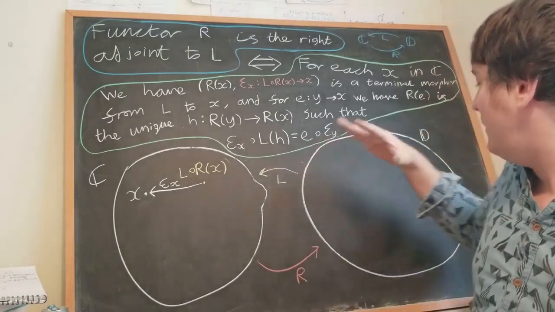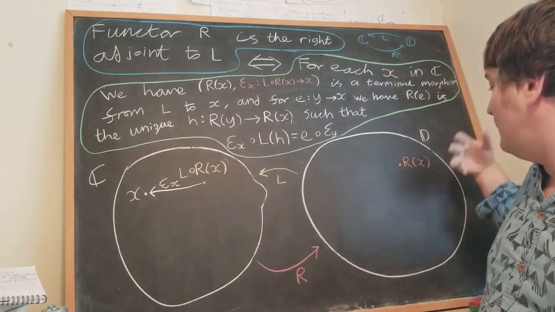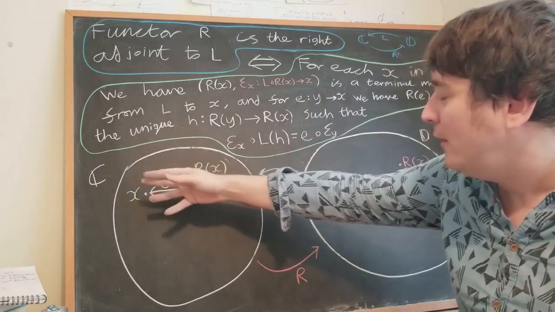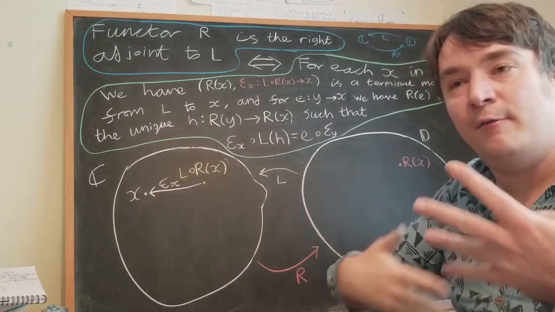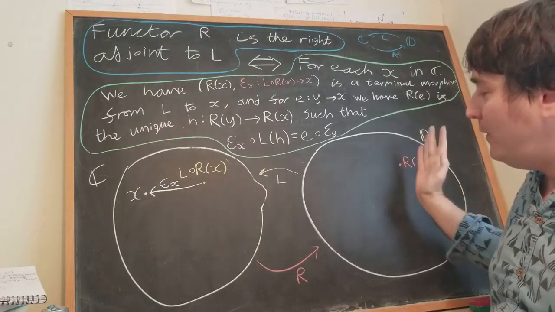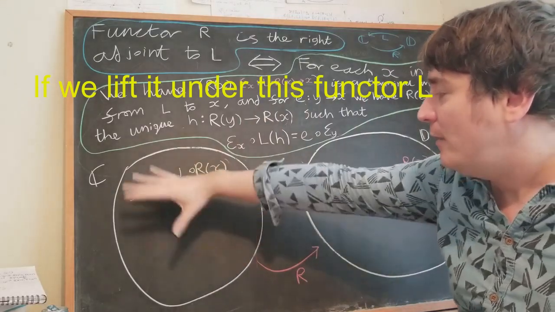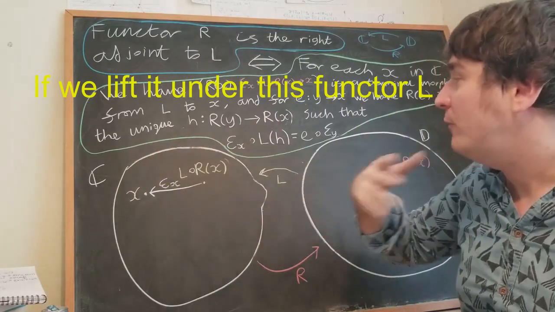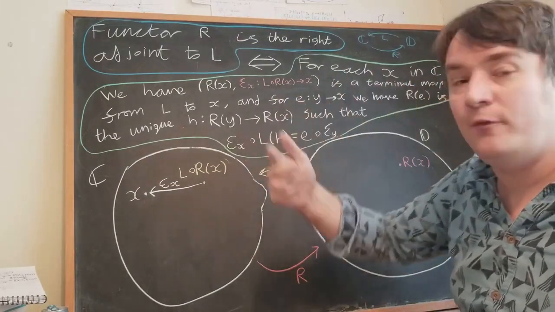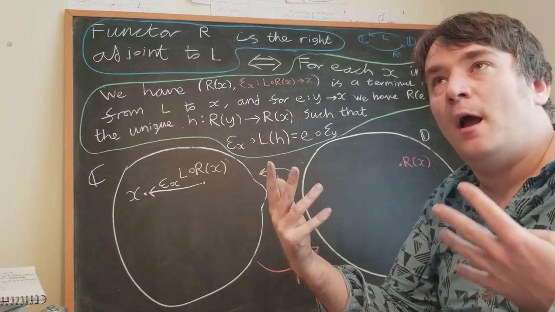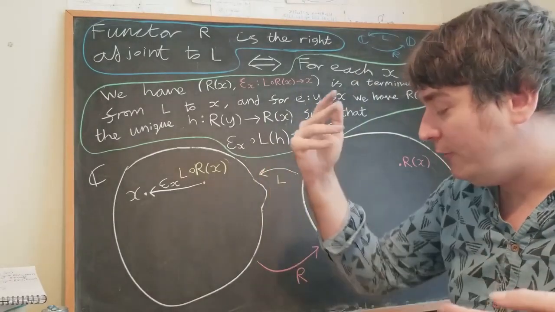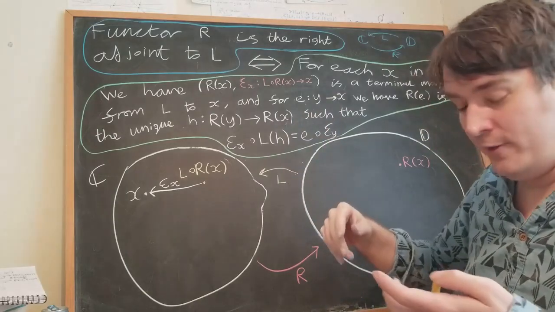Well, for any similar kind of object over here, which has an arrow from where it lands under L to X, there has to be this unique intermediary arrow in this category D that, if we lift it under this functor R, then it makes this diagram commute. If you recall this from the definition of a terminal morphism from the video Category Theory for Beginners: Universal Properties. Okay, so let's just recall what that said.